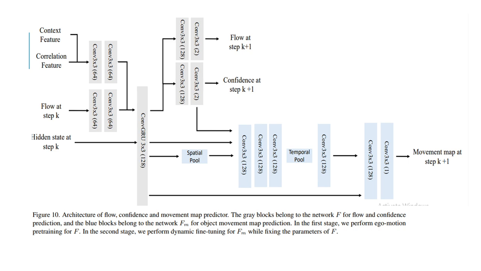Here the blue one indicates the FM module and the gray one indicates the F module. The F module is trained on static scenes and the blue module is trained on dynamic scenes to get the motion map, and the first one is to get the flow and confidence.